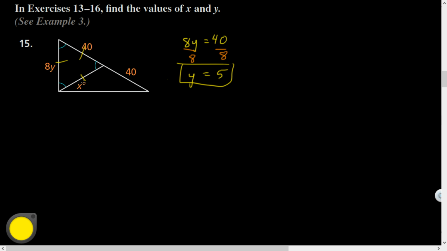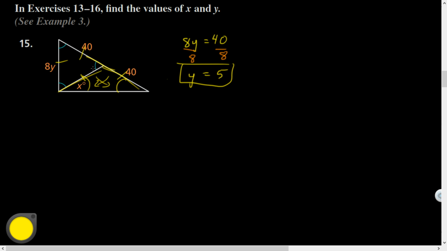Okay, so there's the value of y. Angle of x. Oh, so devious. It'd be tempting to call this a 90-degree angle, which it is, but there's further justification before we could make that claim. I do know that 40 and 40 are the same thing. If their measures are equal, then these are congruent. By transitive property, then this is congruent to that. And by the base angles theorem, then the angles opposite of those are congruent.